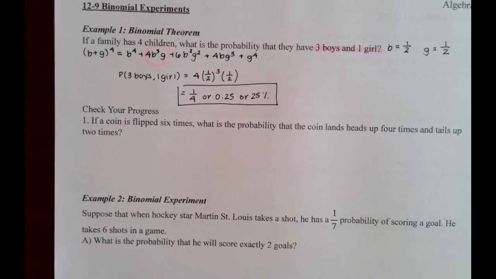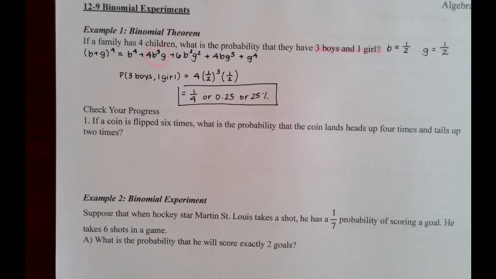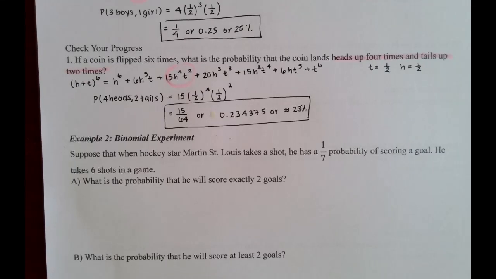So why don't you try CYP1, and then once you're done, come check answer. Okay, you should have gotten 15/64, or 0.234375, which is approximately 23%. If you got that right, you can move on to the next example. If not, here is your explanation.